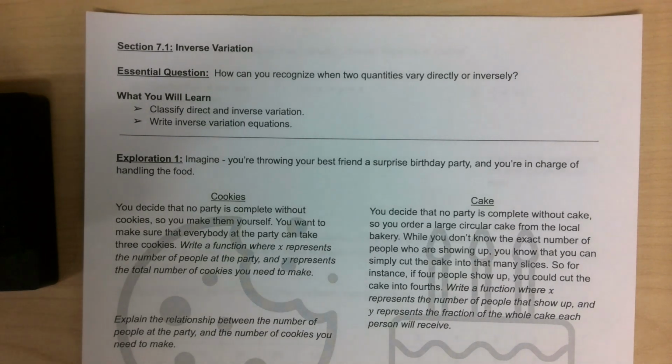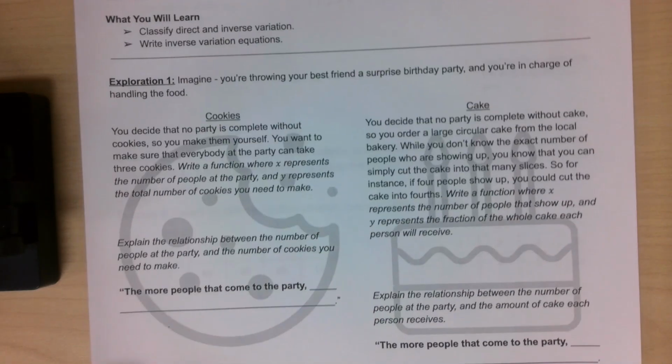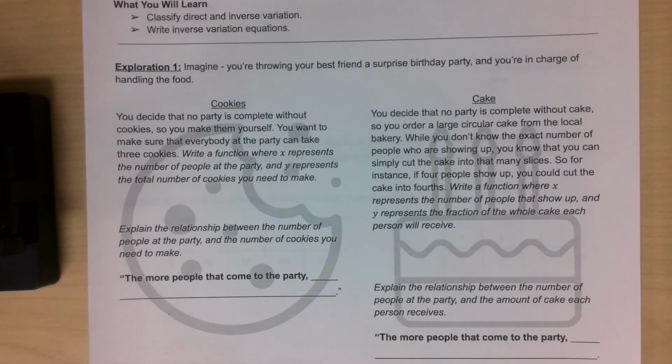7.1 is about something called inverse variation. And it's a great way to wrap up this unit because it really wraps up why we're doing what we're doing. So imagine this situation. You're throwing your best friend a surprise birthday party, and you're in charge of handling the food. Well, you figure that no party is complete without cookies, so you make them yourself. But you want to make sure that everybody at the party can take 3 cookies.